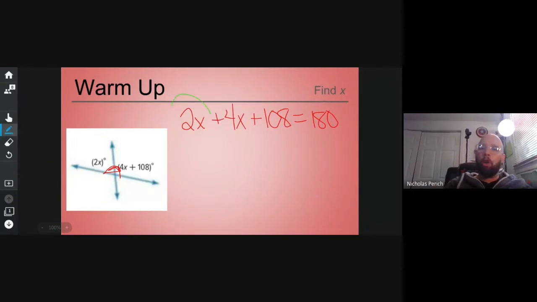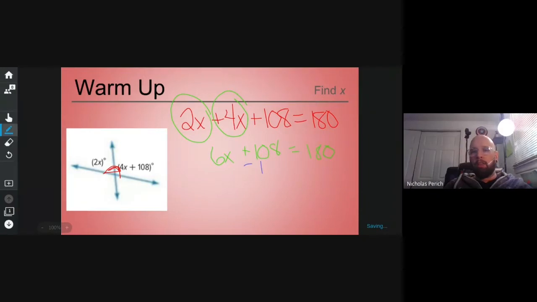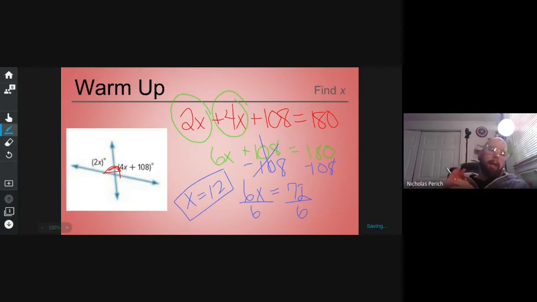6x. Unmute yourself and tell me what I do next before I do it. Hurry. Subtract 108. Good. Subtract 108. And then tell me what I would do after I do that. Hurry. Divide by 6. And what is that? 12? Yes. Good.